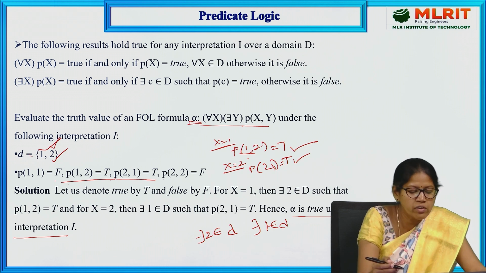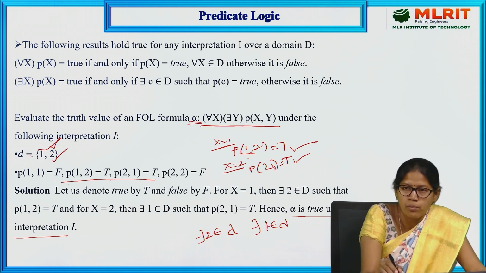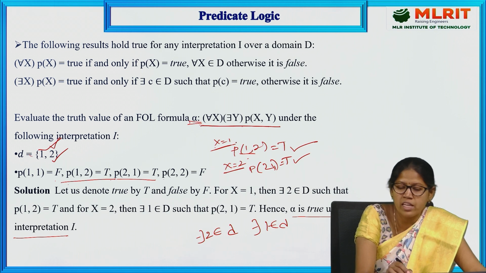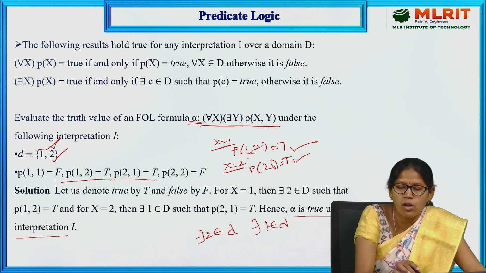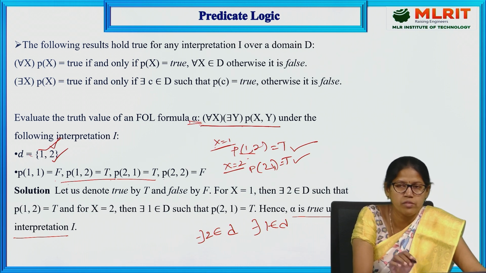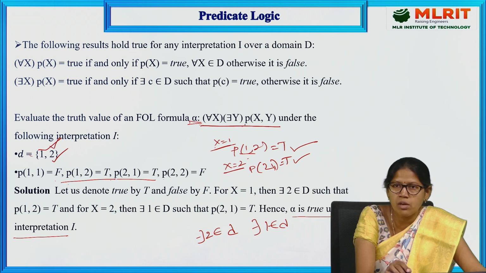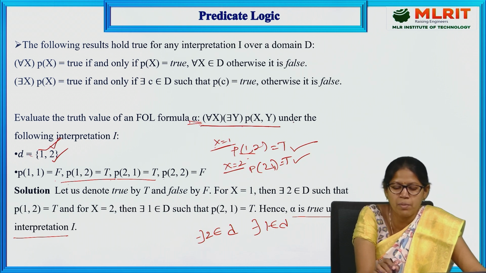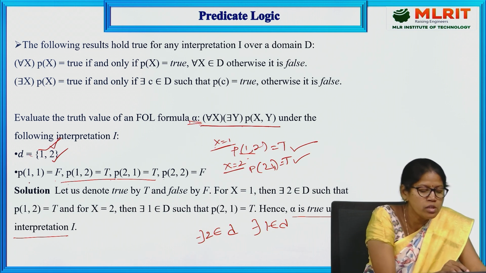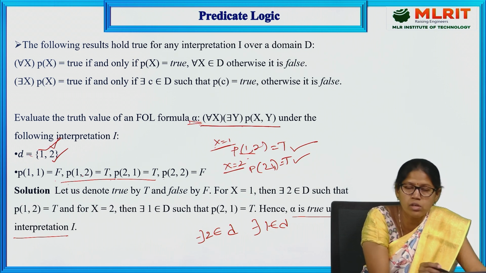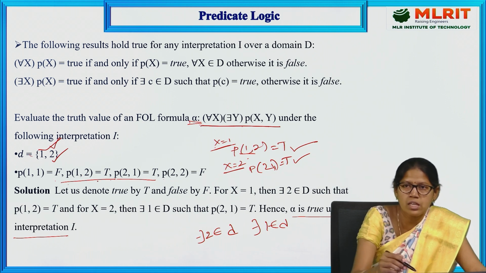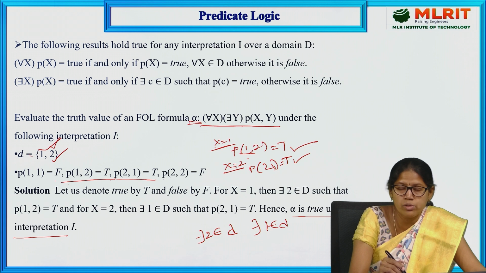How did we derive this? Based upon the formula. First we have taken x equal to 1. If x equal to 1, then y equal to 2. So for all x, we check whether there exists y belonging to D or not. If yes, then we substitute the values in the function P of x comma y, P of 1 comma 2 where x equal to 1, y equal to 2. Then we check whether the value assigned is true or false. Yes, P of 1 comma 2 is true. Then the second interpretation, where x equal to 2, y equal to 1.